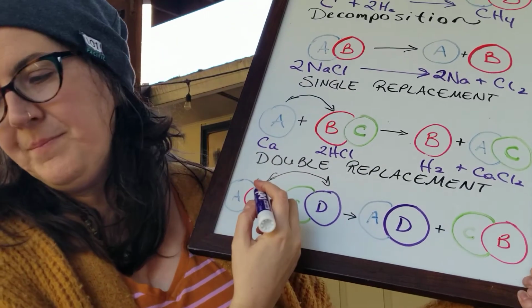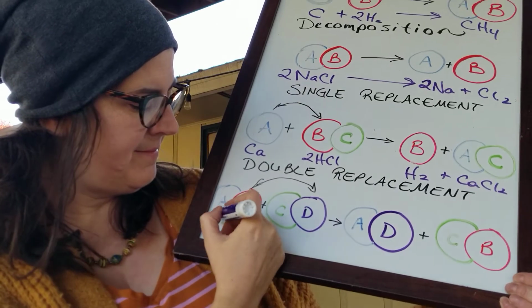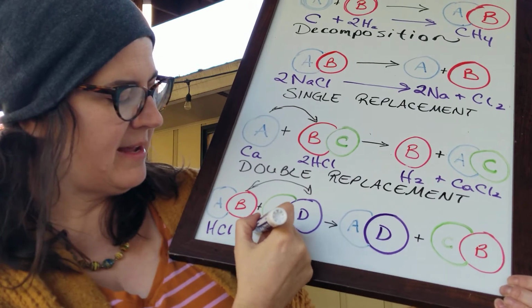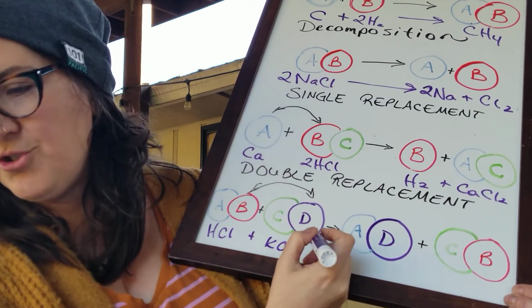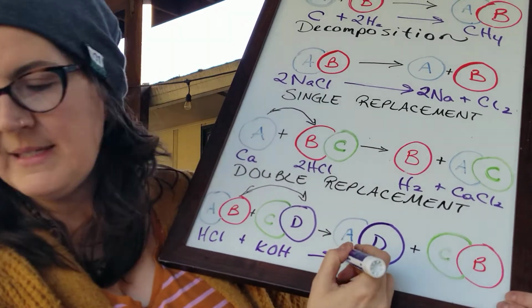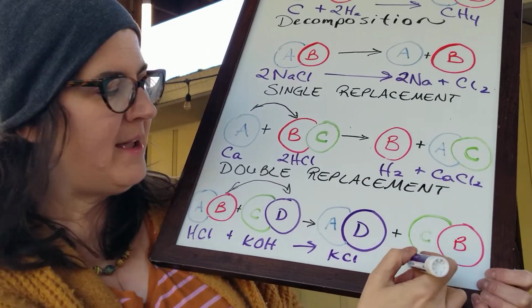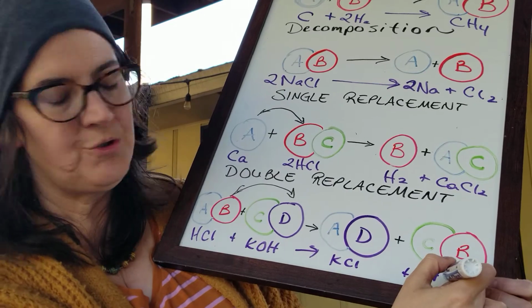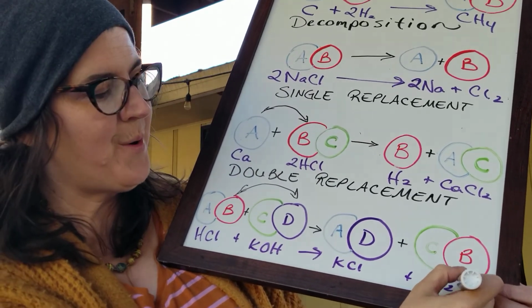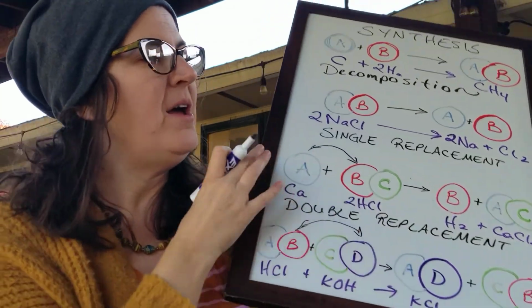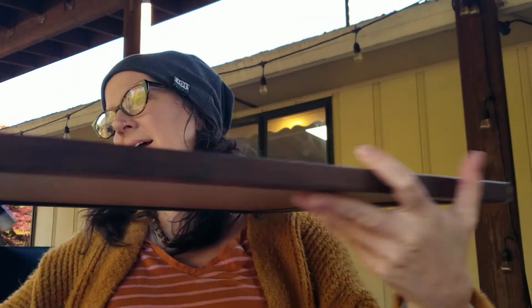Double replacement: HCl and KOH becomes KCl and H2O. So see all the compounds? Compound, compound. All right, so with that, there's one last. I told you there were 5. That's only 4, right? So let's look at the last one.